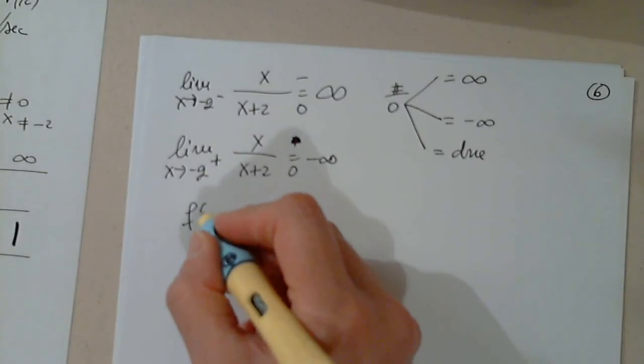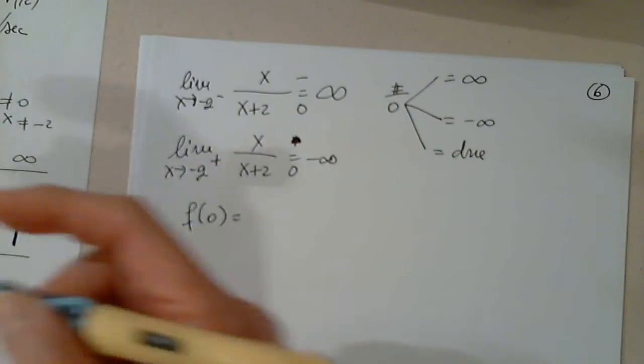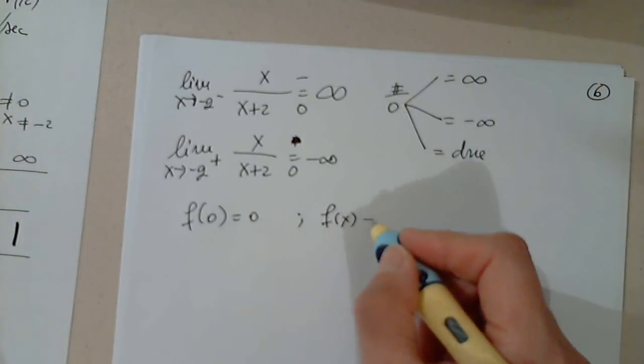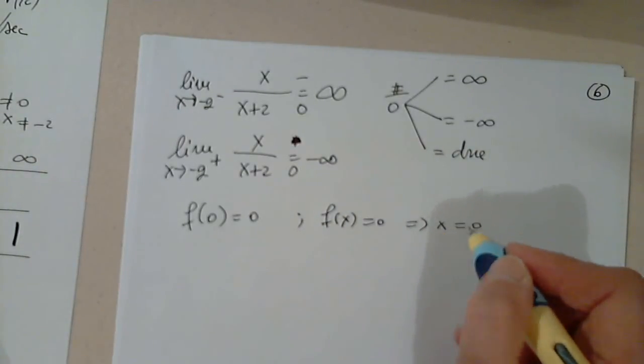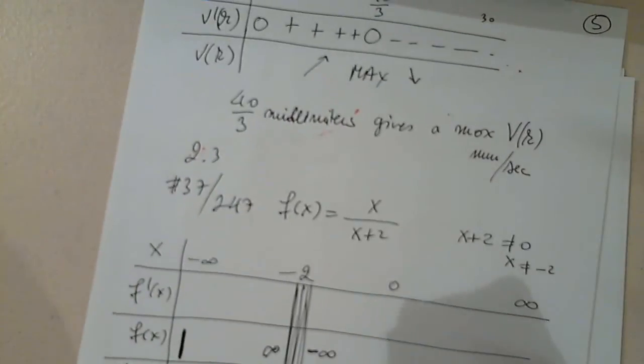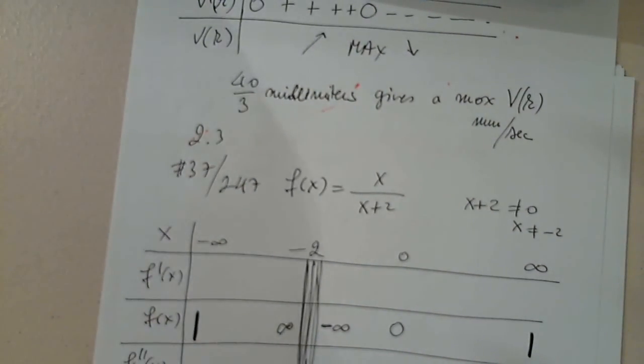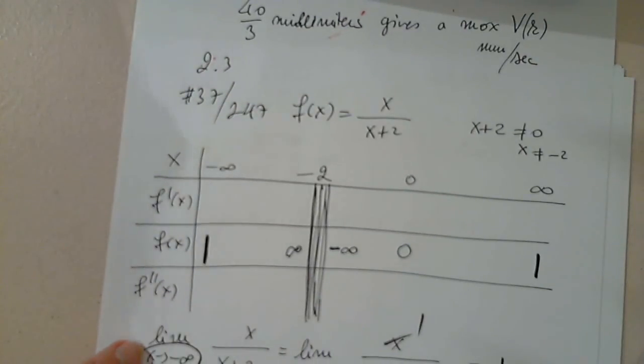Finally, I have to find f of 0. F of 0 is 0. And if I set the function equal to 0, I will get the same thing, that x equals 0. I cannot find anything else about the function from the function itself. I have to move on to the first derivative now.